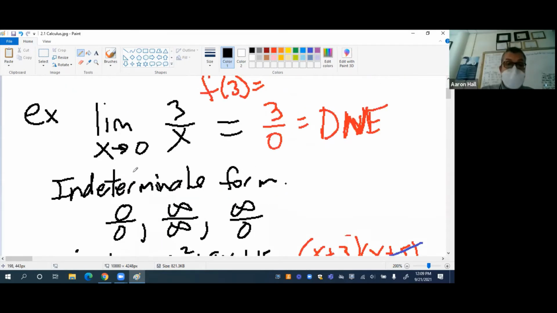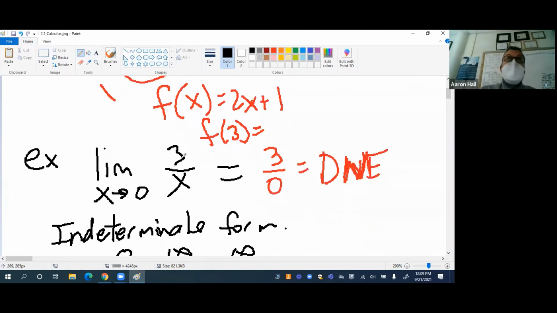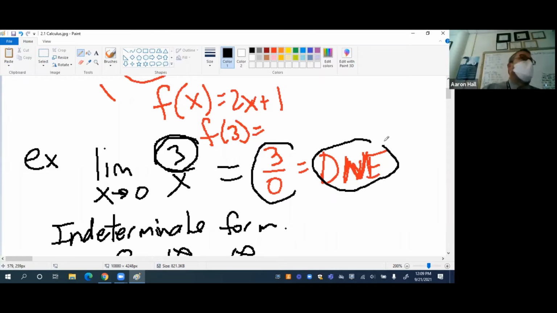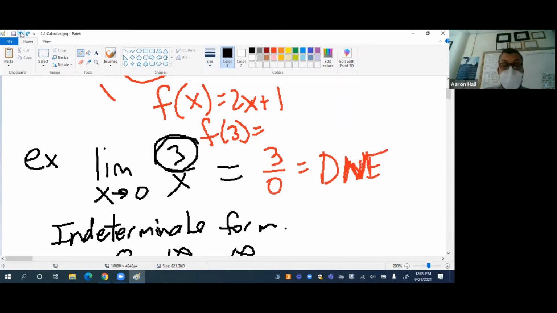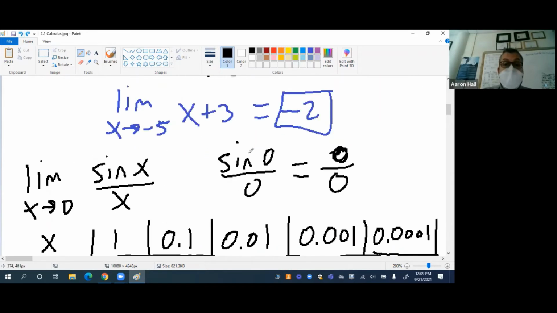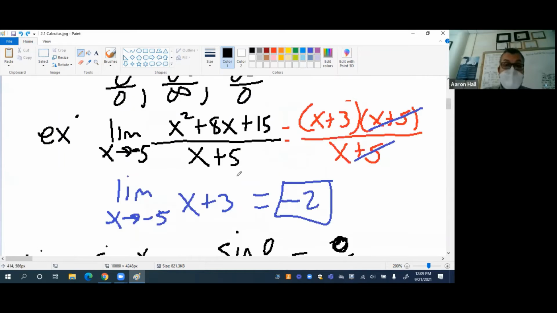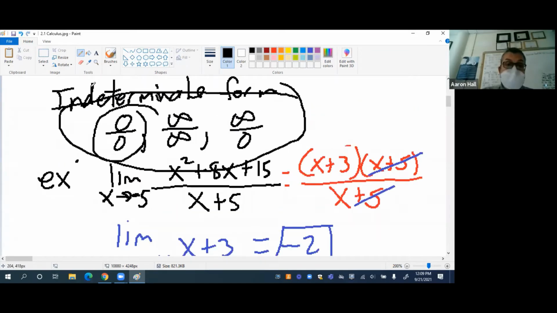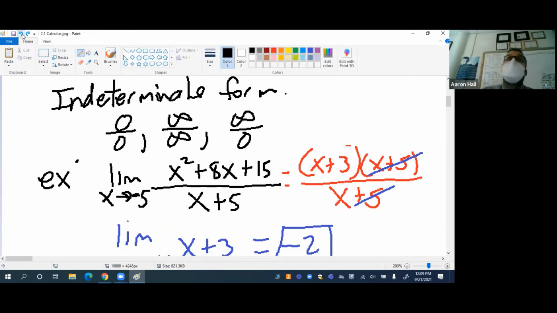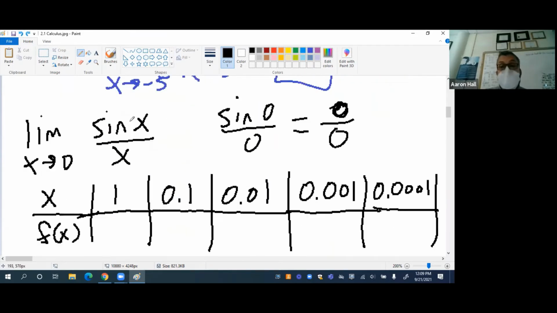Oh, I meant to say undetermined. Oh, it's no problem. But if I have a value like 3 over 0, then we can clearly say at this point that the limit doesn't exist. We can just jump to that conclusion really quick. But if I have one of the indeterminate forms, and in this case I have 0 over 0, then there could be a limit. So we need to explore that.